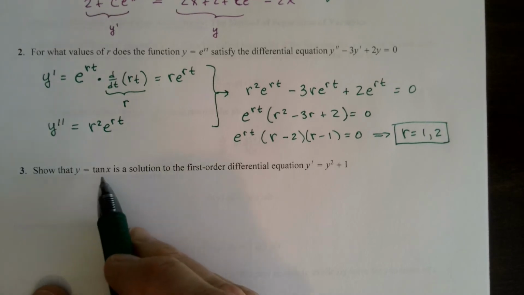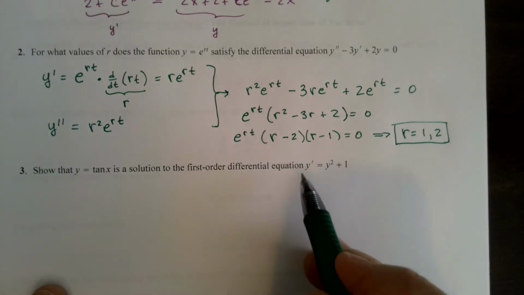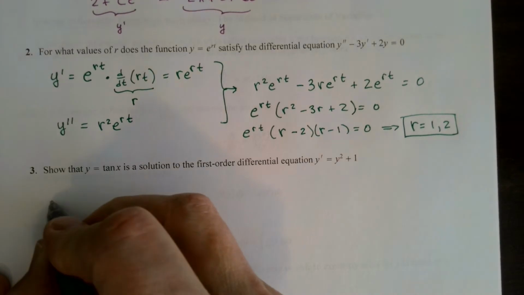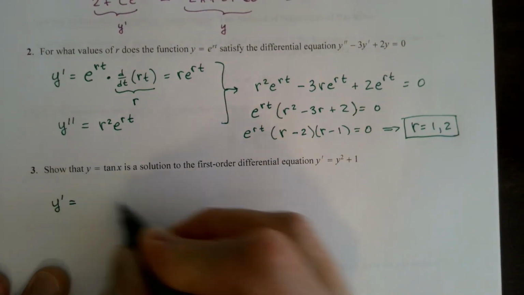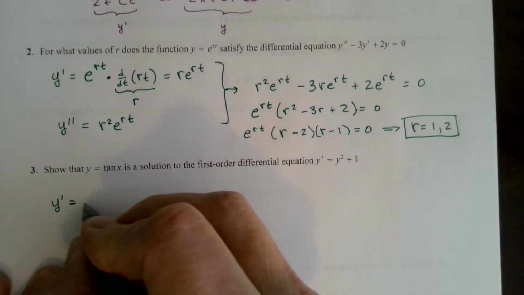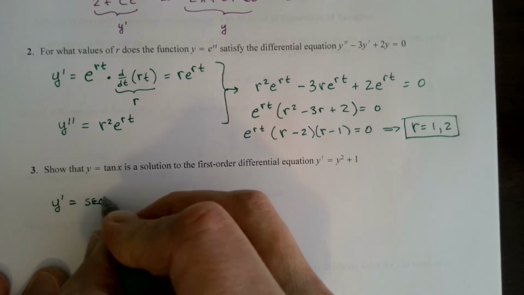Show that y equals tangent x is a solution to this first order differential equation. Okay, well, let's find the derivative. We need that. The derivative of tangent is what? Secant squared x.